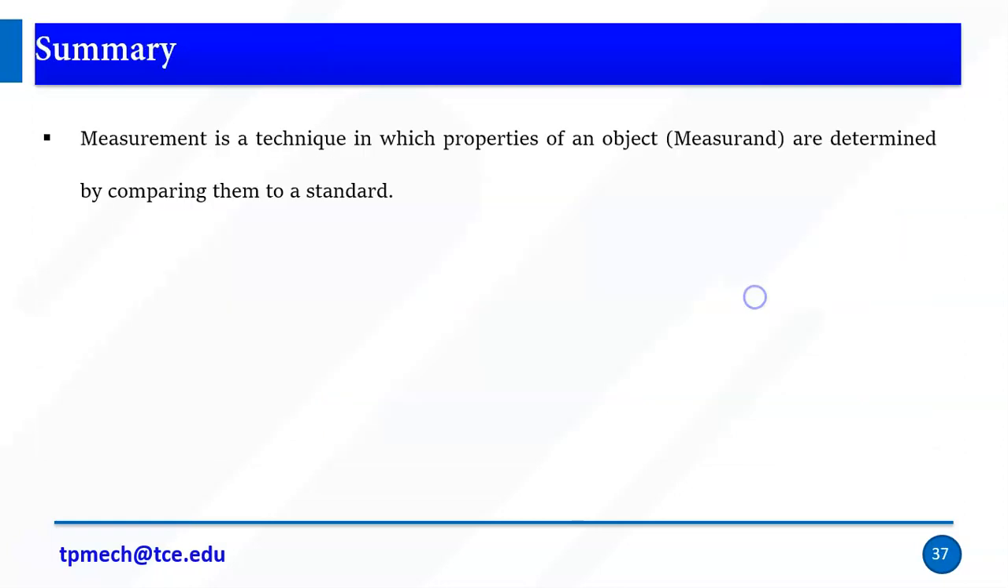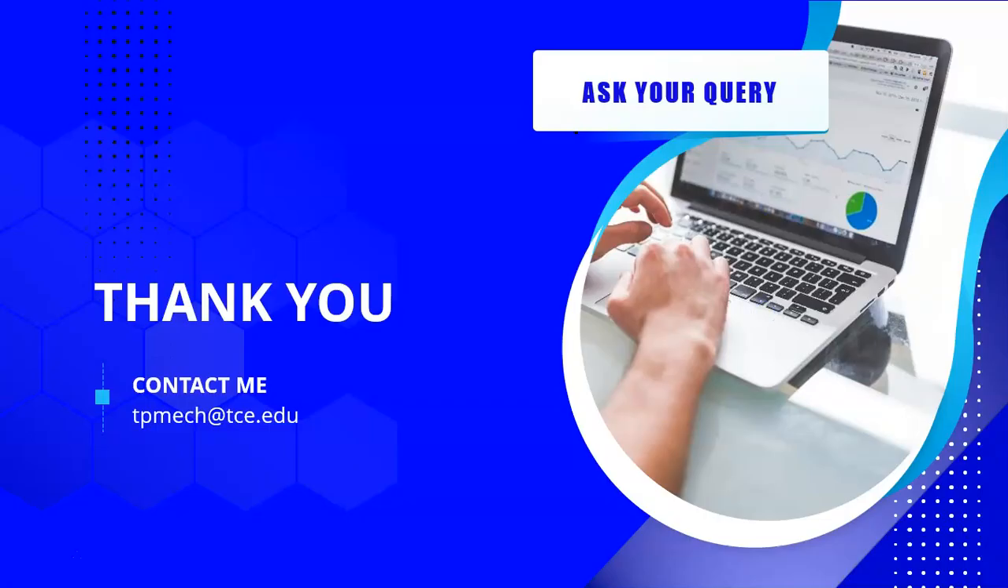So the final summary: measurement is a technique in which properties of an object are determined by comparing them to a standard. If you measure something, you need to compare. Without comparing, you cannot measure. For example, if you measure length and say 10, that 10 is compared with the 0. Metrology is the science of measurement and its application. Overall, measurement defines the object quantity, and metrology defines the equipment, traceability, all those things. Right? Thank you.